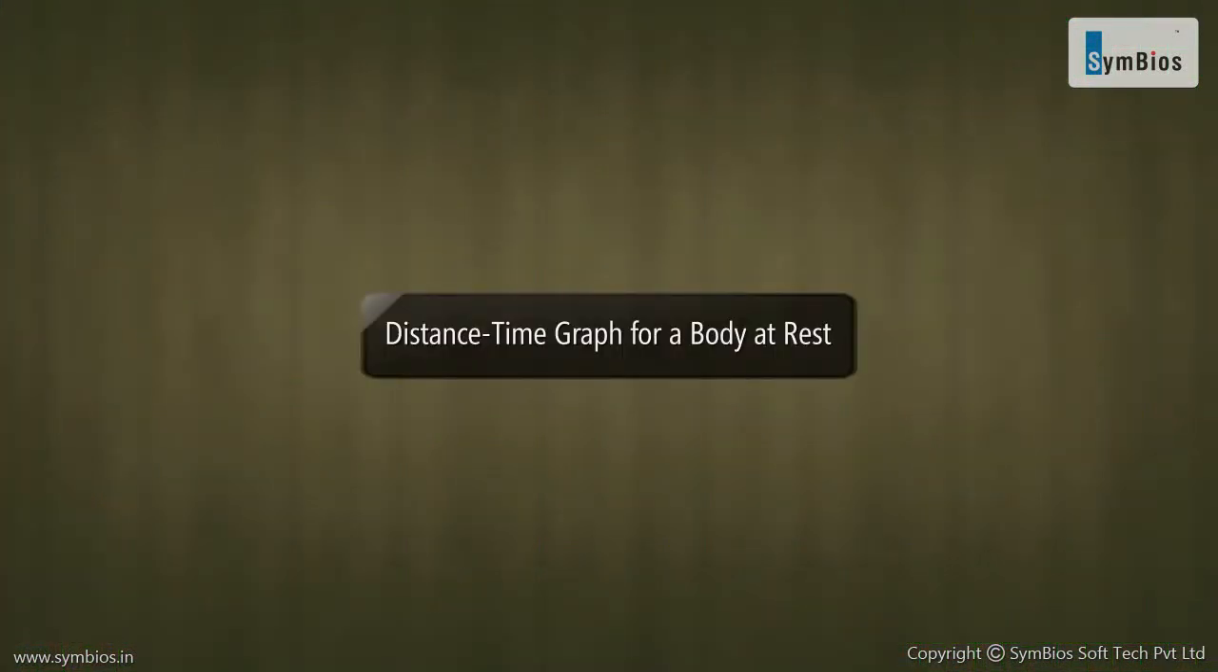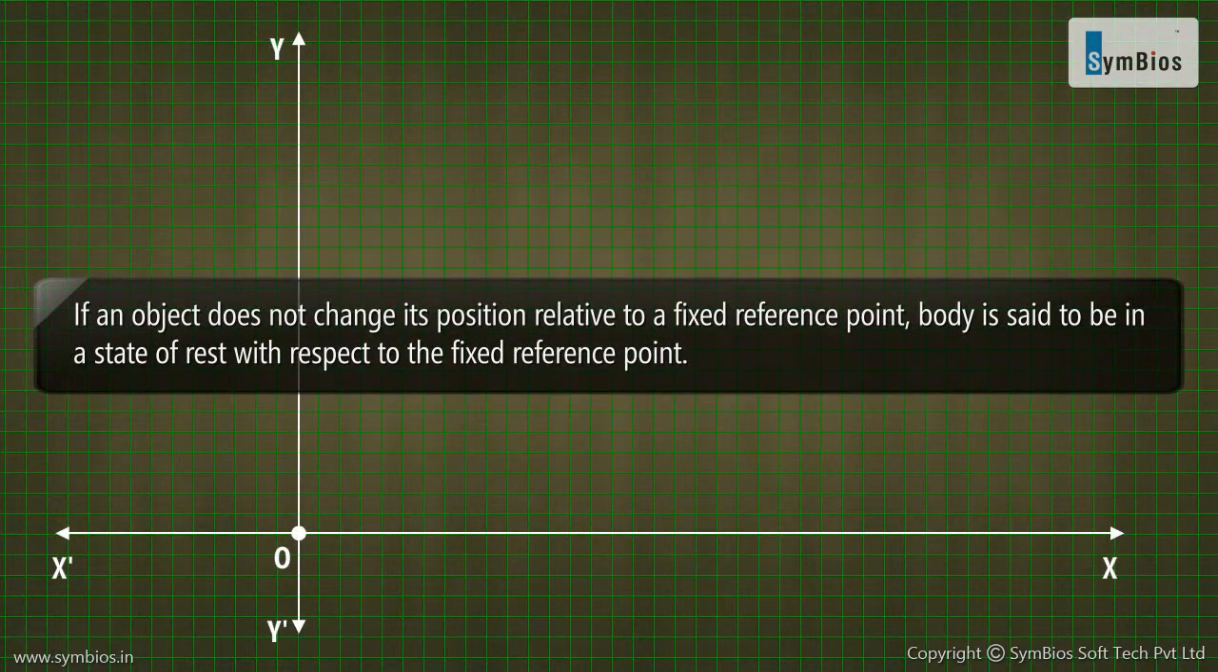Distance-time graph for a body at rest. If an object does not change its position relative to a fixed reference point, the body is said to be in a state of rest with respect to the fixed reference point.